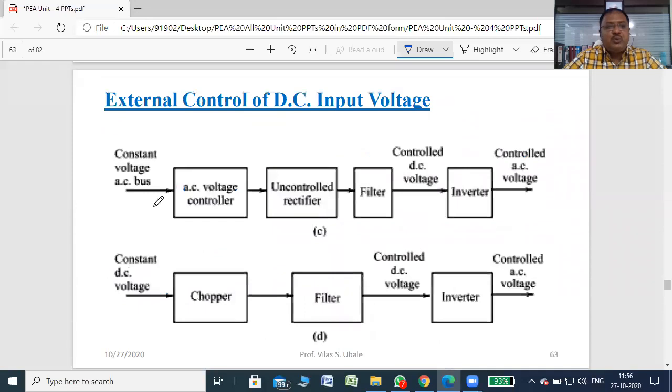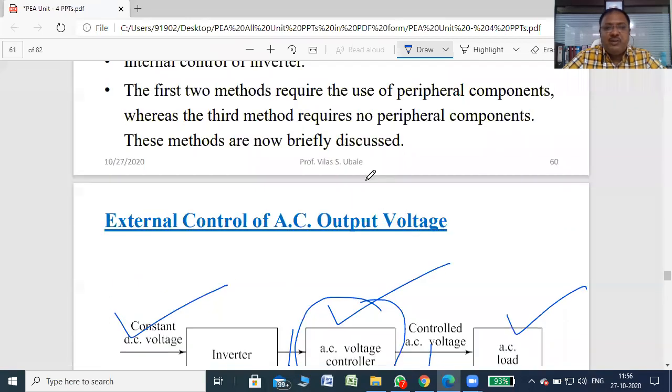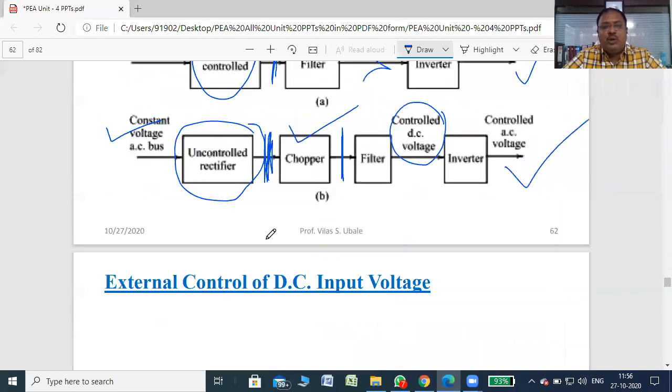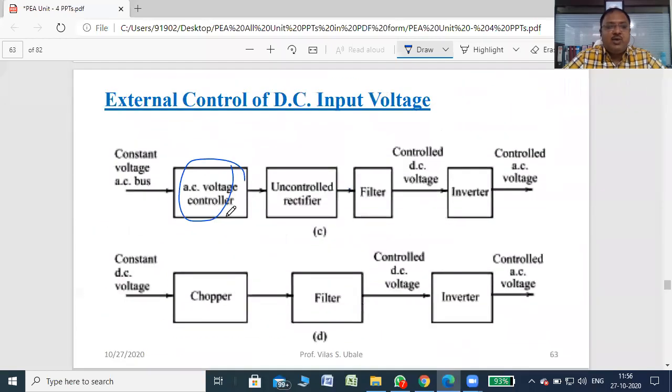Then the next one, constant AC voltage with an AC controller. Here the AC controller is used first, before the rectifier, as shown in this figure. I already posted one practical, that is SMPS, in which we use a rheostat for variable voltage. It is simply a variable transformer, so that you will get a variable AC as output. This variable AC is given to the uncontrolled rectifier, so the output of the uncontrolled rectifier depends upon the input applied.